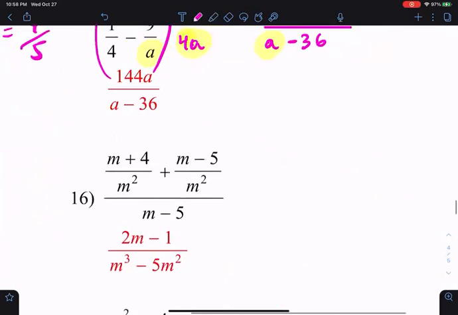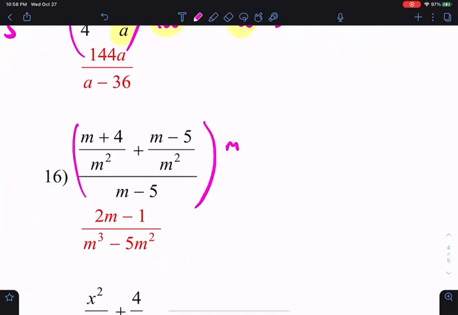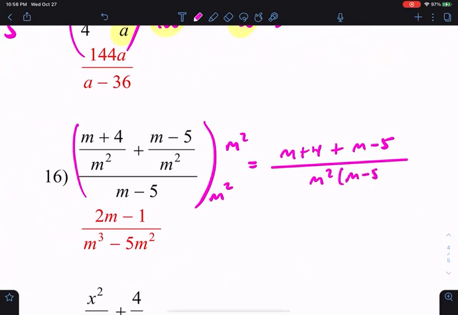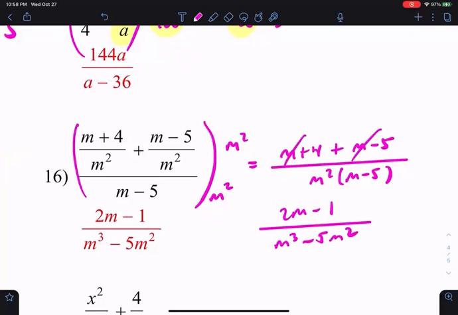16, right? We need to multiply here by m squared, not n minus 5, just m squared, because this is by 1, right? So we don't need to worry about that one. So this is m to the 4, plus m minus 5, and this is going to be over m squared. Remember, you multiply here by m squared too, m squared, m minus 5, right? So this is going to be 2m minus 1 over m cubed minus 5m squared. That's it. You're done. Next number.